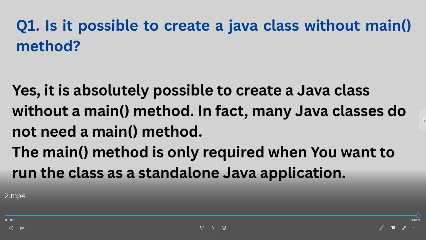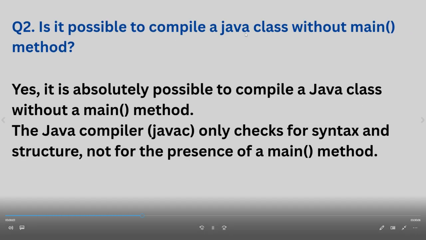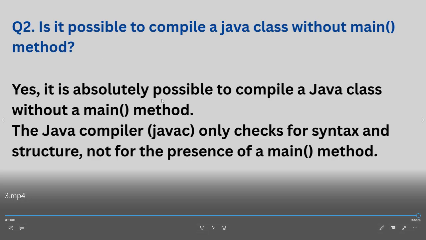The next question is, is it possible to compile a Java class without a main method? Yes, it is absolutely possible. The Java compiler, javac, only checks the syntax. When you write javac, it checks the syntax and structure, not the presence of a main method.